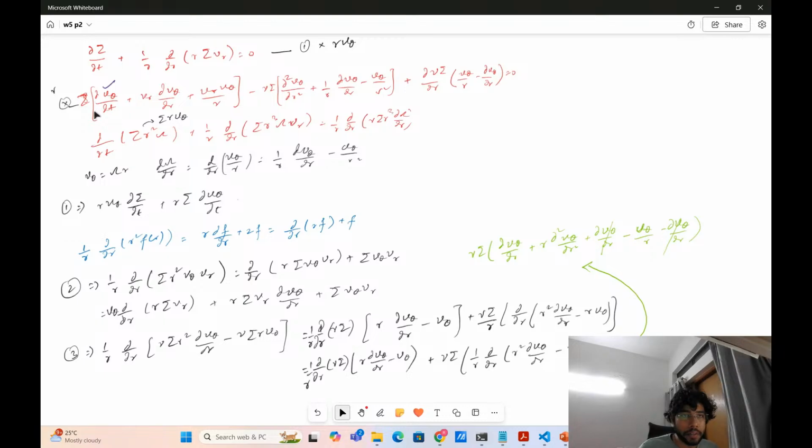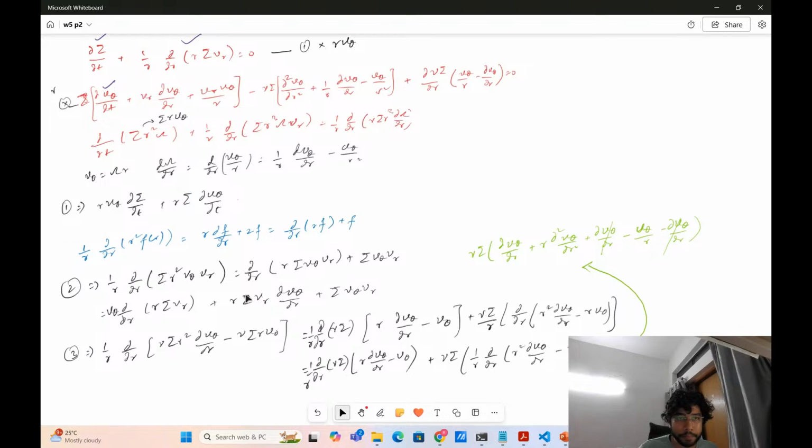So r sigma del v theta del t, that is this term, and this term is basically this term multiplied with r v theta. So these two terms are accounted for. Now from the second term, we get v theta del r of r sigma vr. That is exactly this term, multiplied with r v theta. So r will cancel, and v theta del r of r sigma vr is this term. So this term is also accounted for.